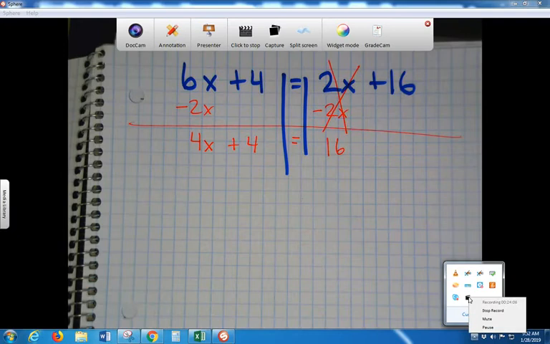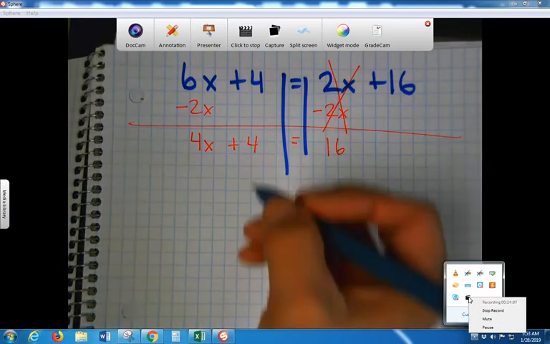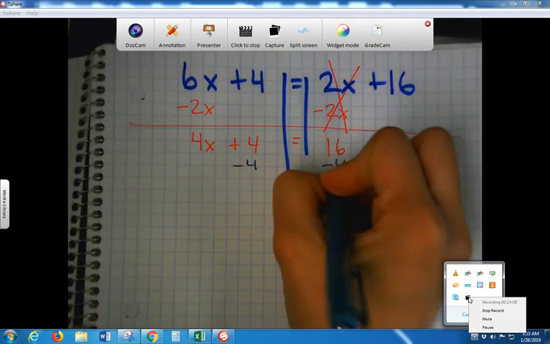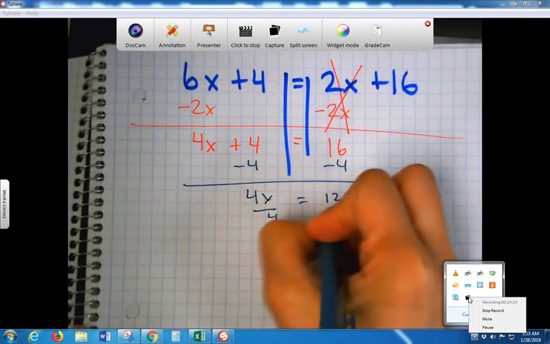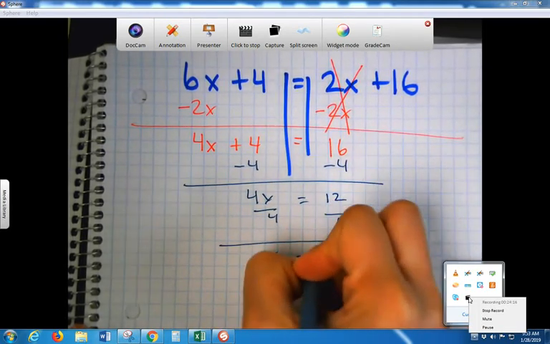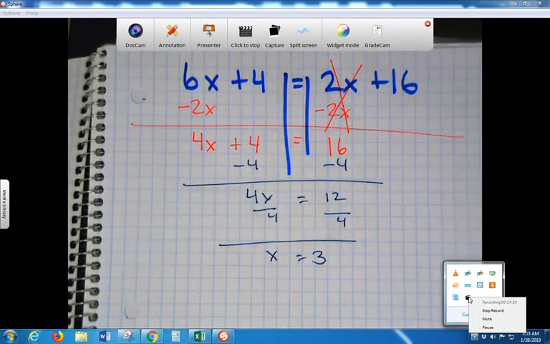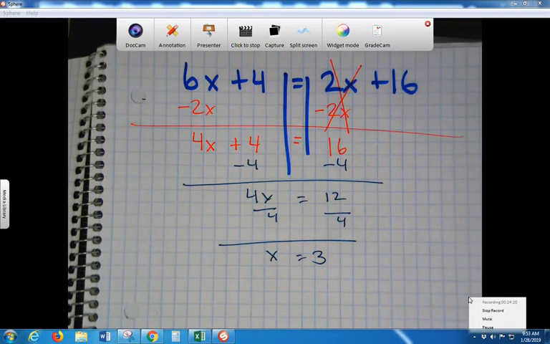Okay. What'd you guys get? Three. Good. What makes this problem harder? The two X's, right? You got X on one side, you got X on the other side. But is it something you're unable to do? No. You can pretty much do it. All right, try this one.